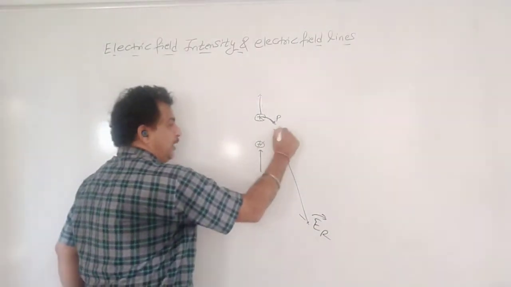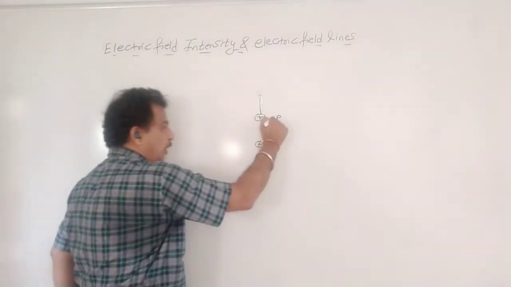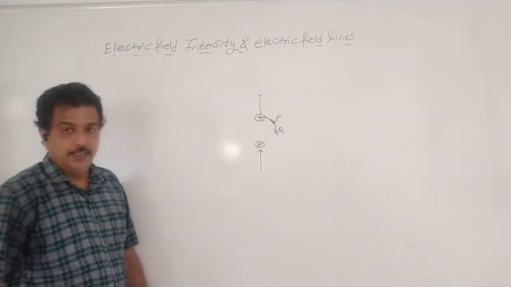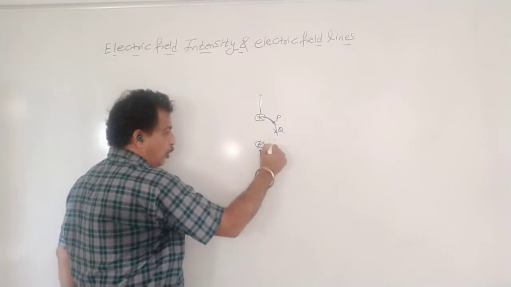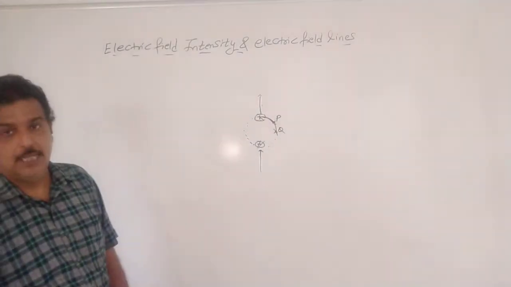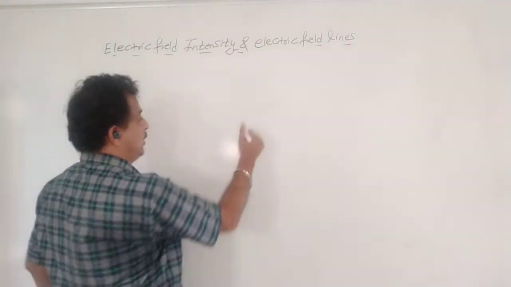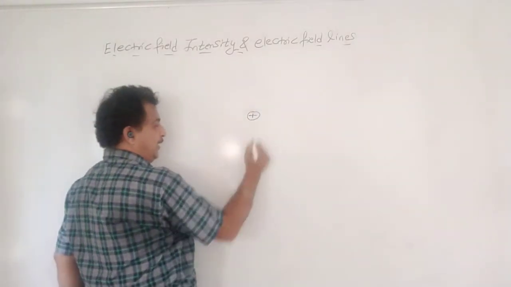Now, this is the point Q, say. I remove this also. Now, I join this line. In this way, we have to keep the test charge at various positions and find out the result. Now, what will be the final situation? It will be like this.